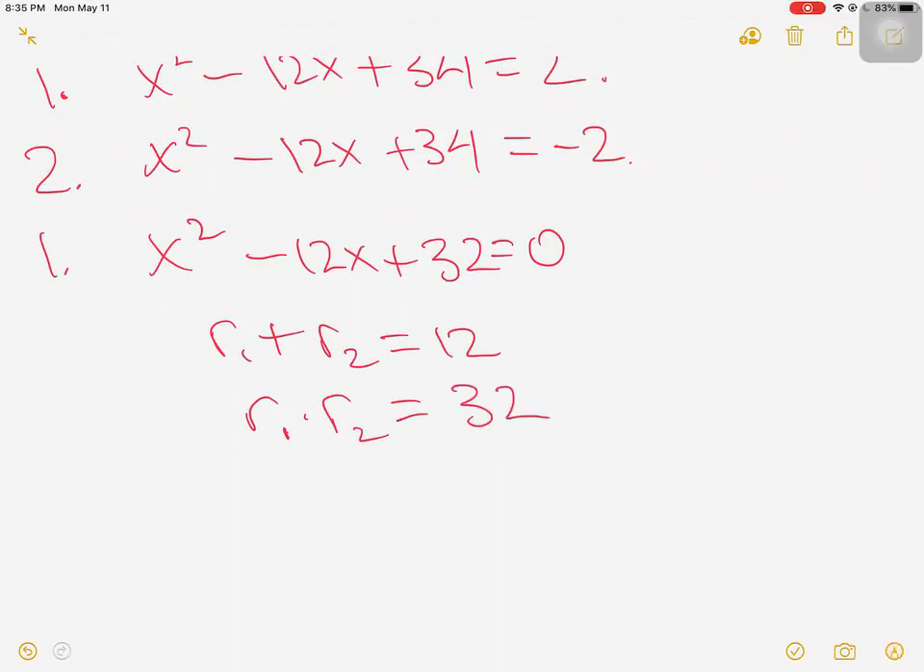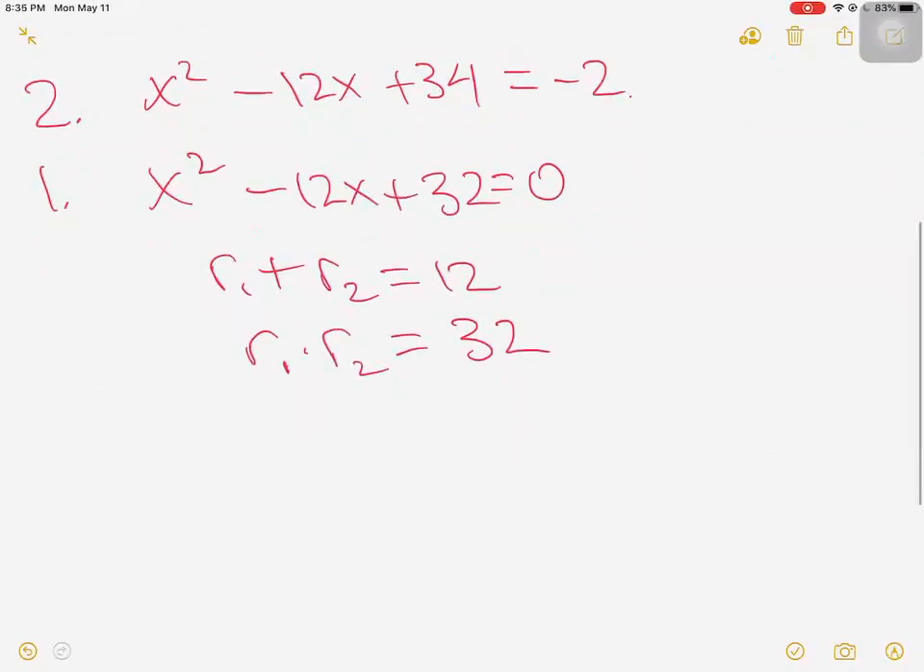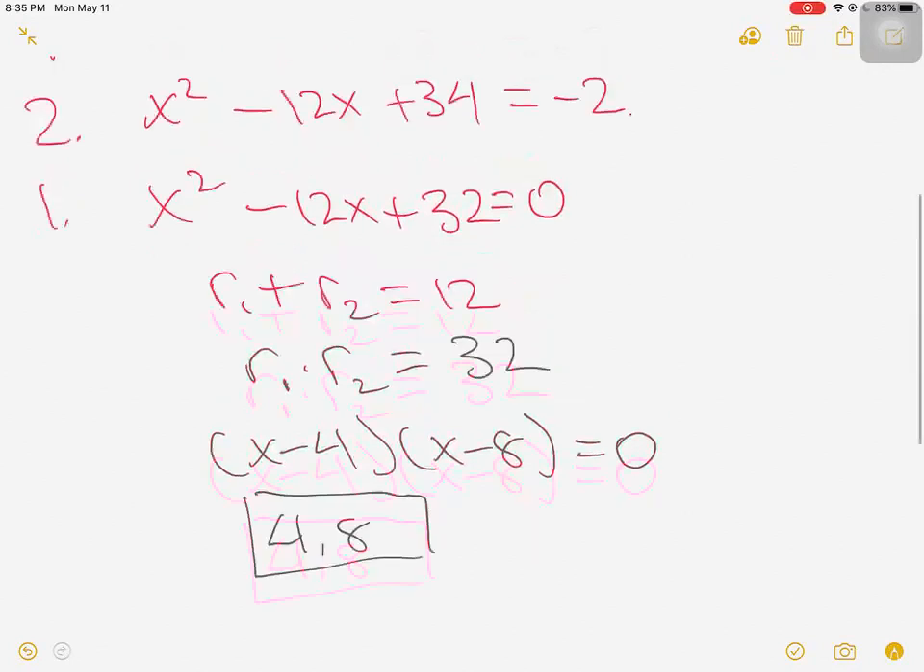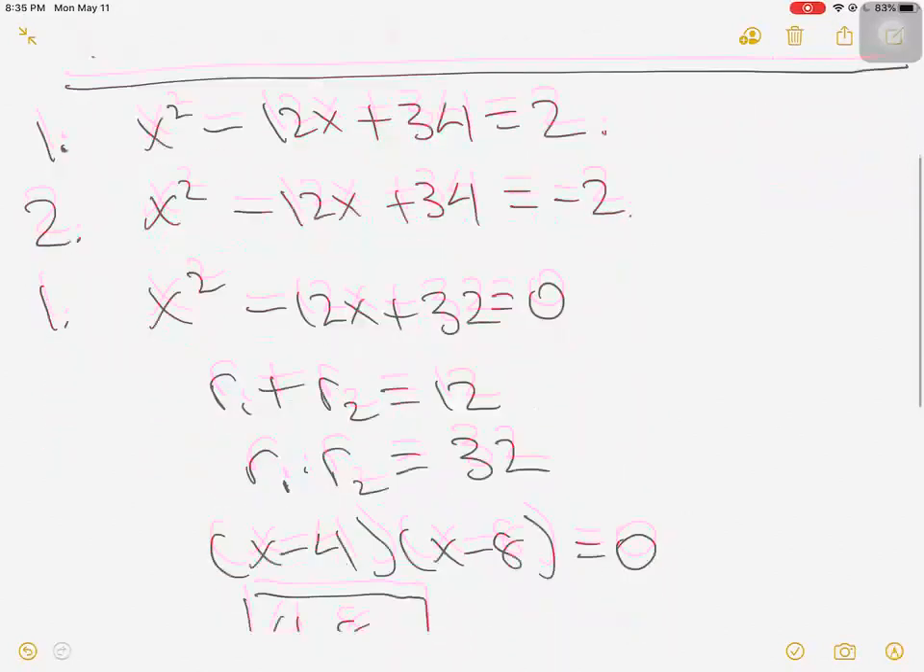And yeah, David said it in the chat. That's going to be 4 and 8. So this thing can be factored as x minus 4 and x minus 8. So basically, its roots are going to be 4 and 8. So we've already found 2 numbers that satisfy our original equation.